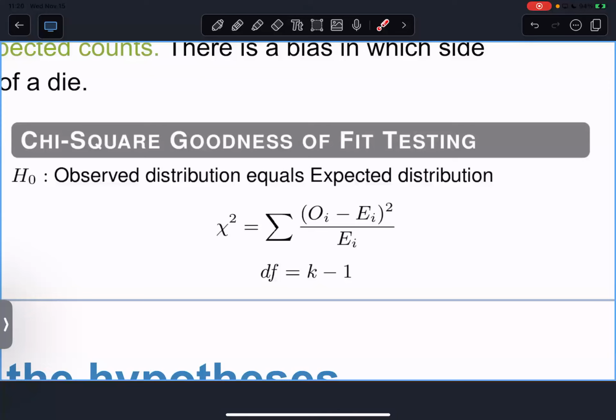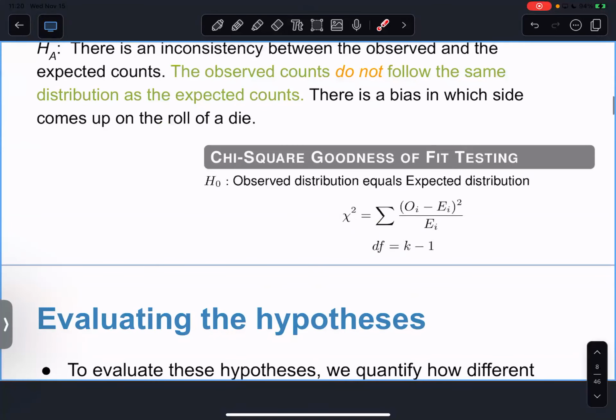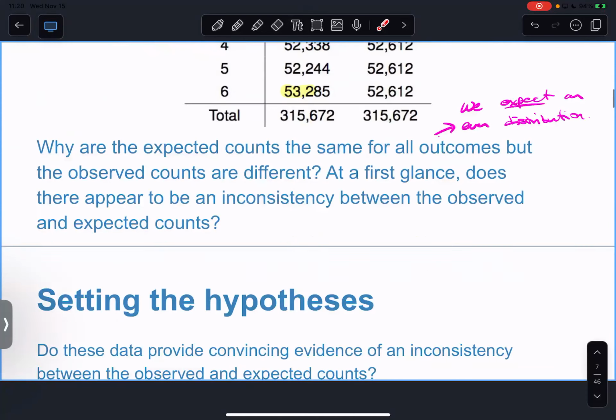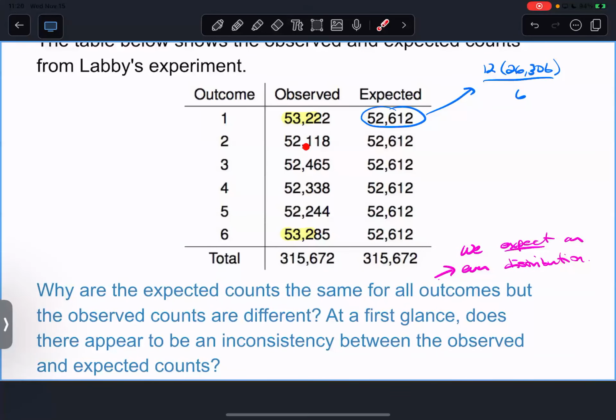You always could write it in words, but it's usually too long, right? And so in general, the observed distribution follows the same distribution as the expected counts. So the observed distribution equals the expected distribution, right? If we think about these counts as the distribution of counts across the categories, then we have an expected distribution as well, which is even. Kind of boring, but still.